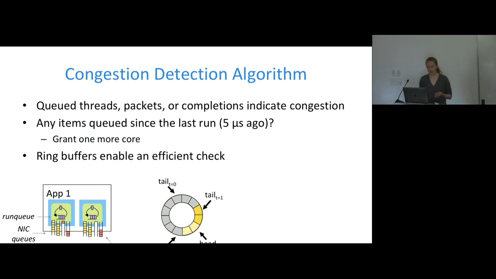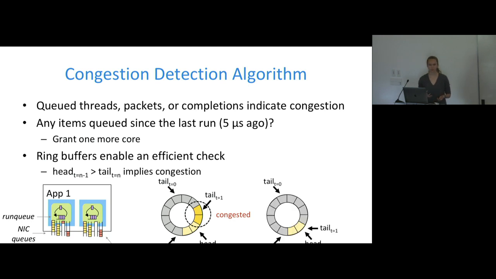And we can see just by looking at this diagram that there are 2 packets that remain queued since the last time we ran the algorithm. So this application is in fact suffering from compute congestion. But we can actually perform this check really efficiently by observing that the head pointer from the previous iteration is greater than the tail pointer from the current iteration, and this indicates that compute congestion is occurring. If, in contrast, the runtime had processed 2 more packets so that the head and tail pointers now matched, we would see that congestion was not occurring.